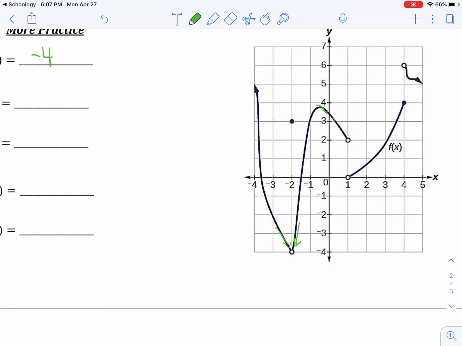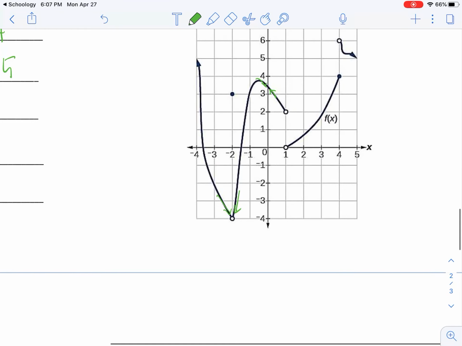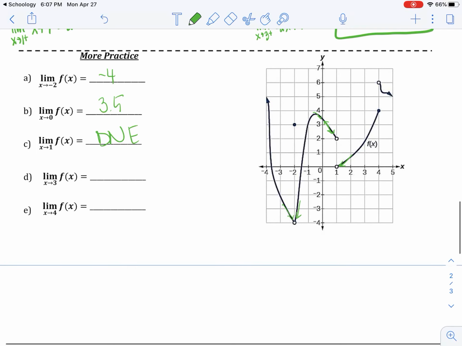Limit as x approaches 0, approach it from the left, approach it from the right. It's the same y value, 3 point something. Let's say 3.5. Limit as x approaches 1, approach it from the left, approach it from the right. You're approaching 2 different y values. The limit does not exist. Also, I can see there's a jump there, so I know it.